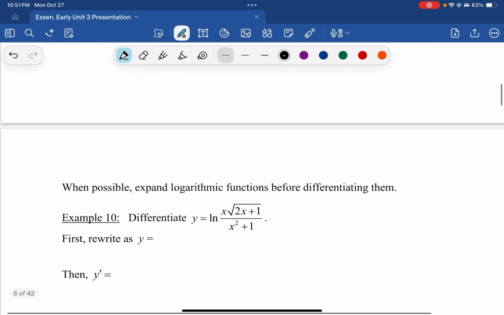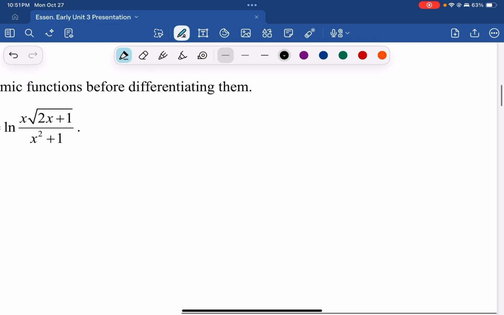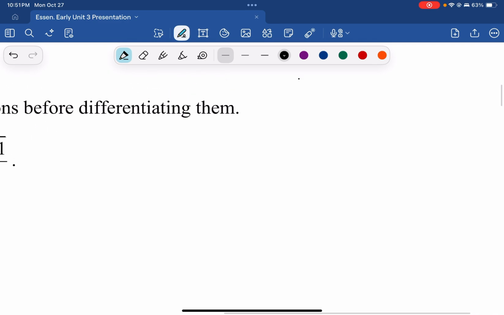Let's go look at example 9. So it says, when possible, expand logarithms before differentiating them. So we're going to use some log information here.